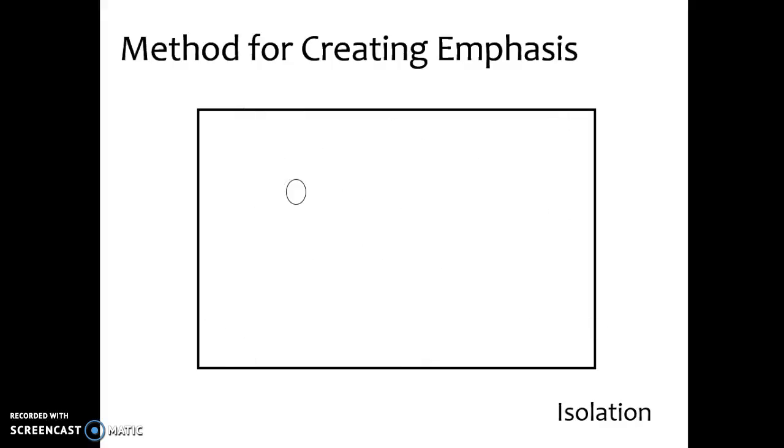The second technique is to use isolation. By isolating or taking away all the extraneous material that you don't need, you can highlight the one thing you want the viewer to look at by literally giving them nowhere else to look.